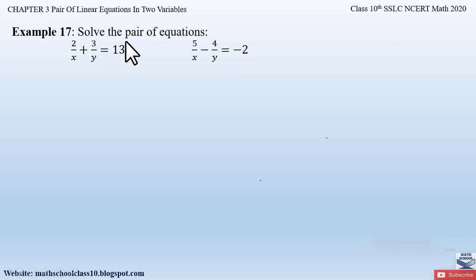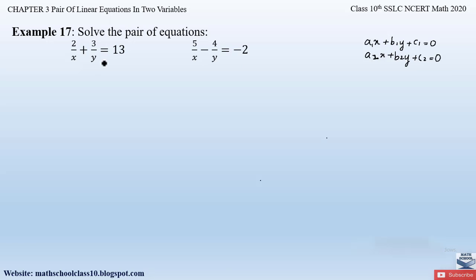Example 17 says solve the pair of equations. So they have given us two equations, and we have to reduce them into a pair of linear equations, and then solve them and find out their solutions. As we all know, the standard form of a pair of linear equations is given by a1x plus b1y plus c1 equal to 0 and a2x plus b2y plus c2 equal to 0. But here you observe that the variables x and y are in the denominator, whereas they have to be in the numerator in the standard form of a linear equation.